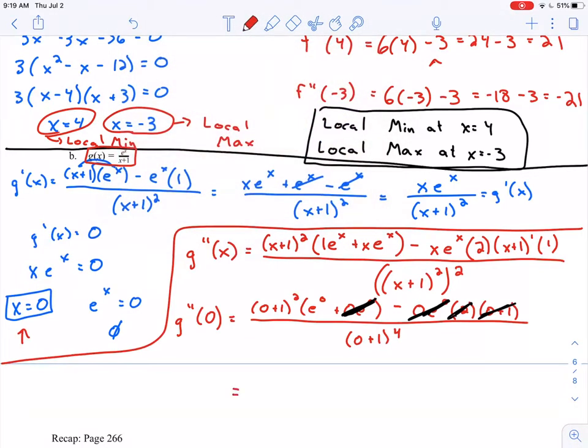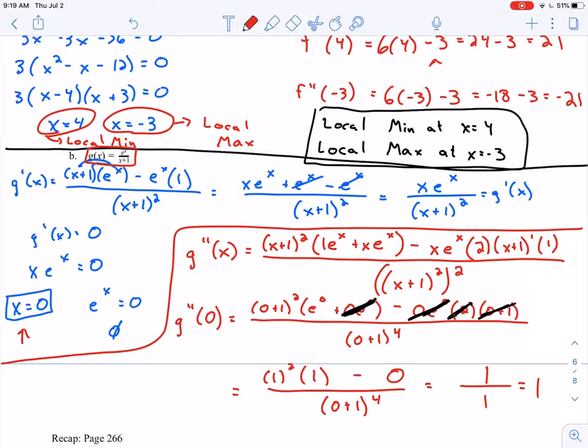Let's see, I will be left with 0 plus 1. This is 1 squared. E to the 0, that's just 1. Minus over on this guy right here, that's just 0. And then in my denominator, I have 0 plus 1 to the 4th. This is really 1 squared is 1 times 1 is 1 over 1 to the 4th would be 1. I end up with 1. Great, cool. Awesome, Mr. Huber.